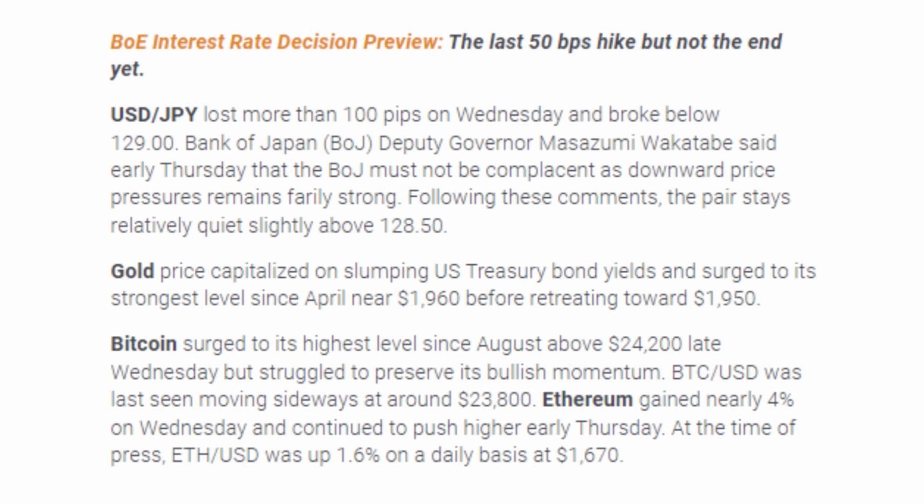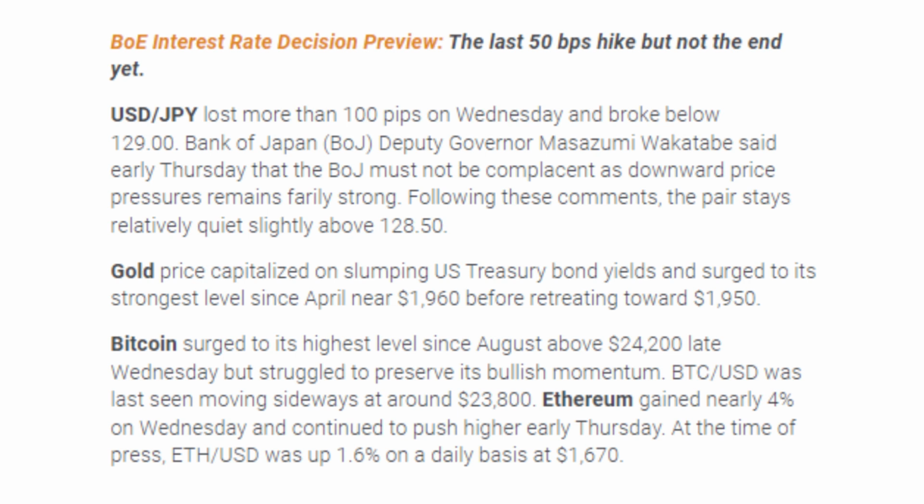US dollar to Japanese yen lost more than 100 pips on Wednesday and broke below 129.00. Bank of Japan, BOJ, Deputy Governor Masazumi Wakatabe said early Thursday that the BOJ must not be complacent as downward price pressures remain fairly strong. Following these comments, the pair stays relatively quiet slightly above 128.50. Gold price capitalized on slumping U.S. Treasury bond yields and surged to its strongest level since April near $1,960 before retreating toward $1,950.